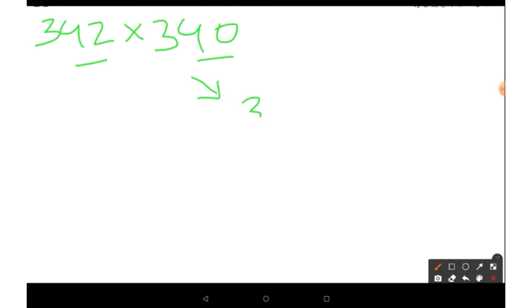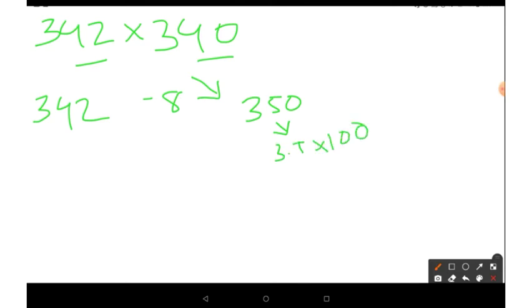So I am going with 350. I am taking 350 as base. If I take 350 as base, you will get 342 minus 8. We can write 350 as 3.5 into 100. This is my representation. So 342 minus 8 and 340. How will you write 340? It is 350 minus 10. So our base is 350.